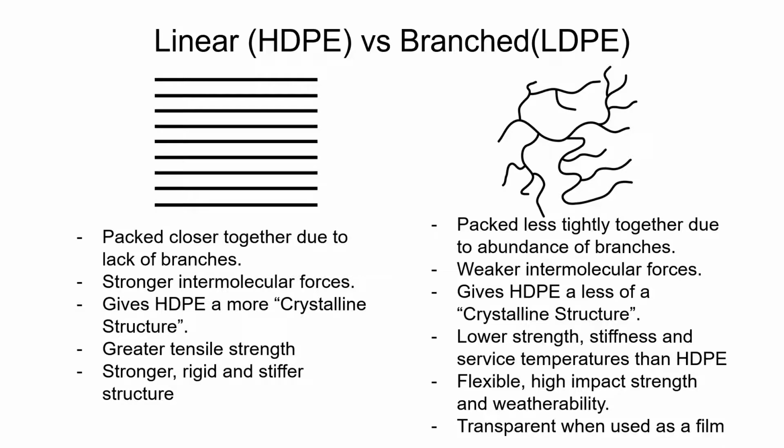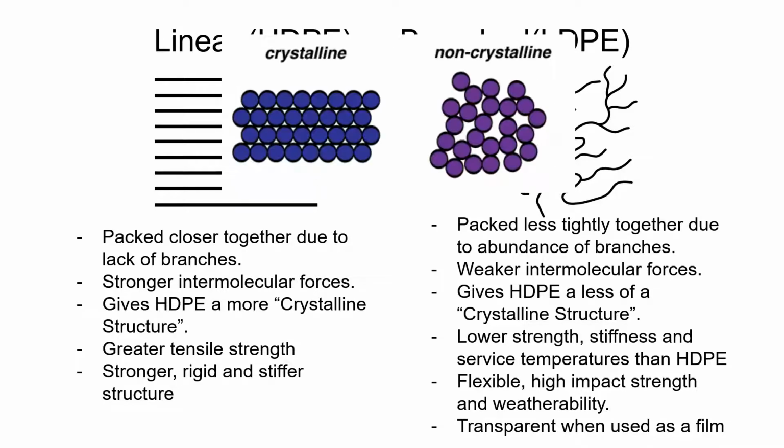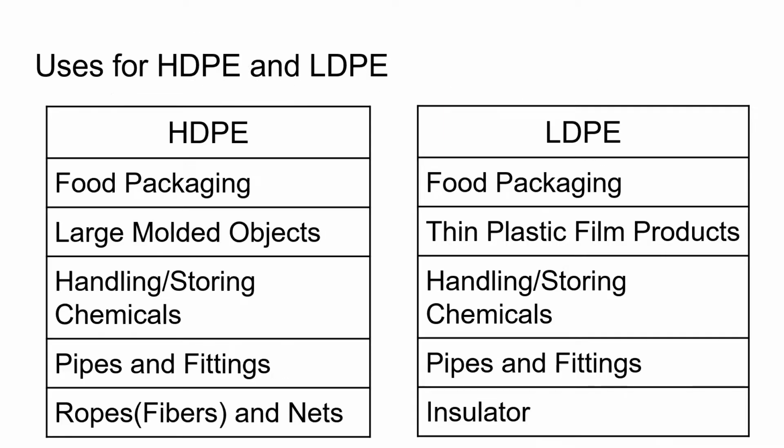LDPE is the opposite of HDPE. Its low density causes lower strength, stiffness, and lower temperature resistance, but its flexibility allows it to weather more impacts and it is transparent when drawn into a film. But what does this mean for the uses? Well, being FDA compliant and a thermoplastic makes it perfect for packaging food. For example, HDPE is used in milk jugs, while LDPE is used in disposable wrappers.